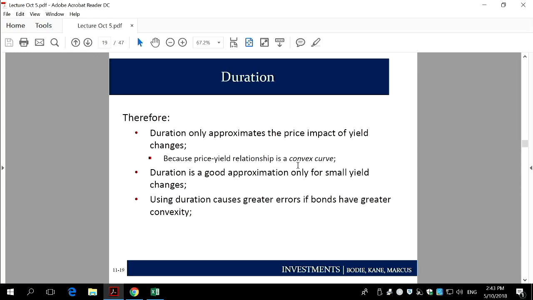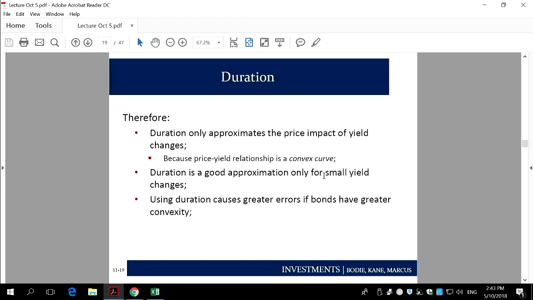So therefore, in summary, duration only approximates the price impact of yield change or interest rate change. Fundamentally because this price-yield relationship is a convex curve. It's not linear, it's convex. So that is where the error comes from. And of course, we can say it's a good approximation only for small yield change.